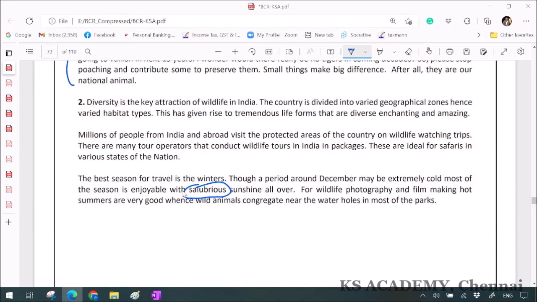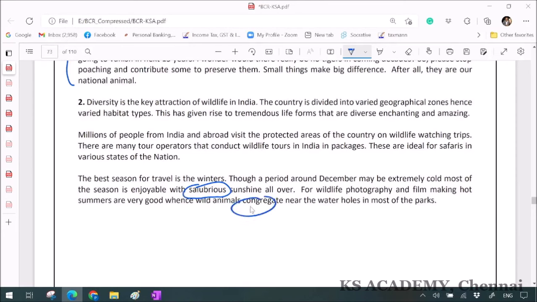Winters are ideal for traveling. Winters are ideal for traveling owing to salubrious sunshine. Next, summer, when animals gather around water holes. You can write congregate near also. Instead of gather around, you can say congregate near the, it's there only here in this, congregate.